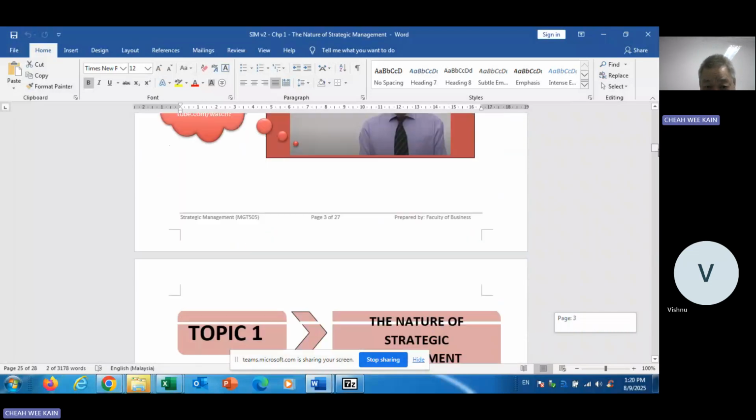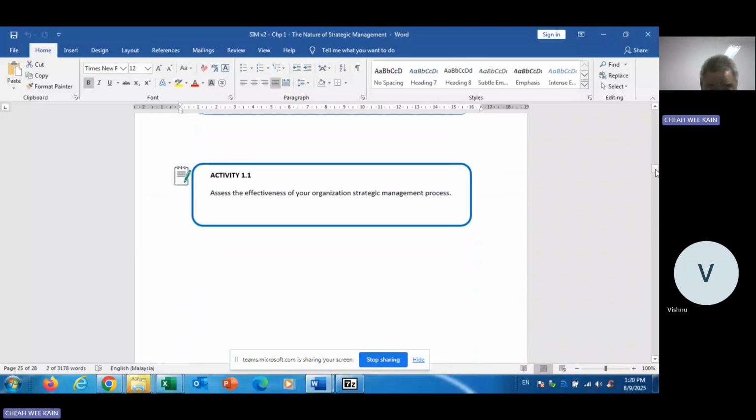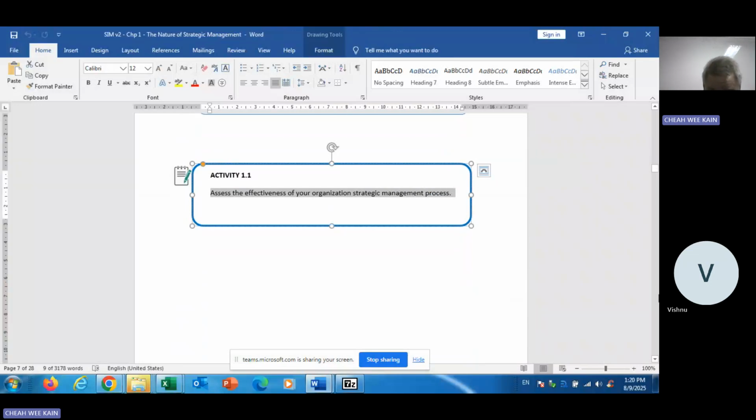Okay. Now the second part for this topic is Check 1.1. I want you to assess the effectiveness of an organization's strategy. Look at your organization, the one you're working with or one that you worked in the past, or if you are not working, look at any organization that you're familiar with or would like to know more about. See whether their strategic management process is effective. Now, what do you see?